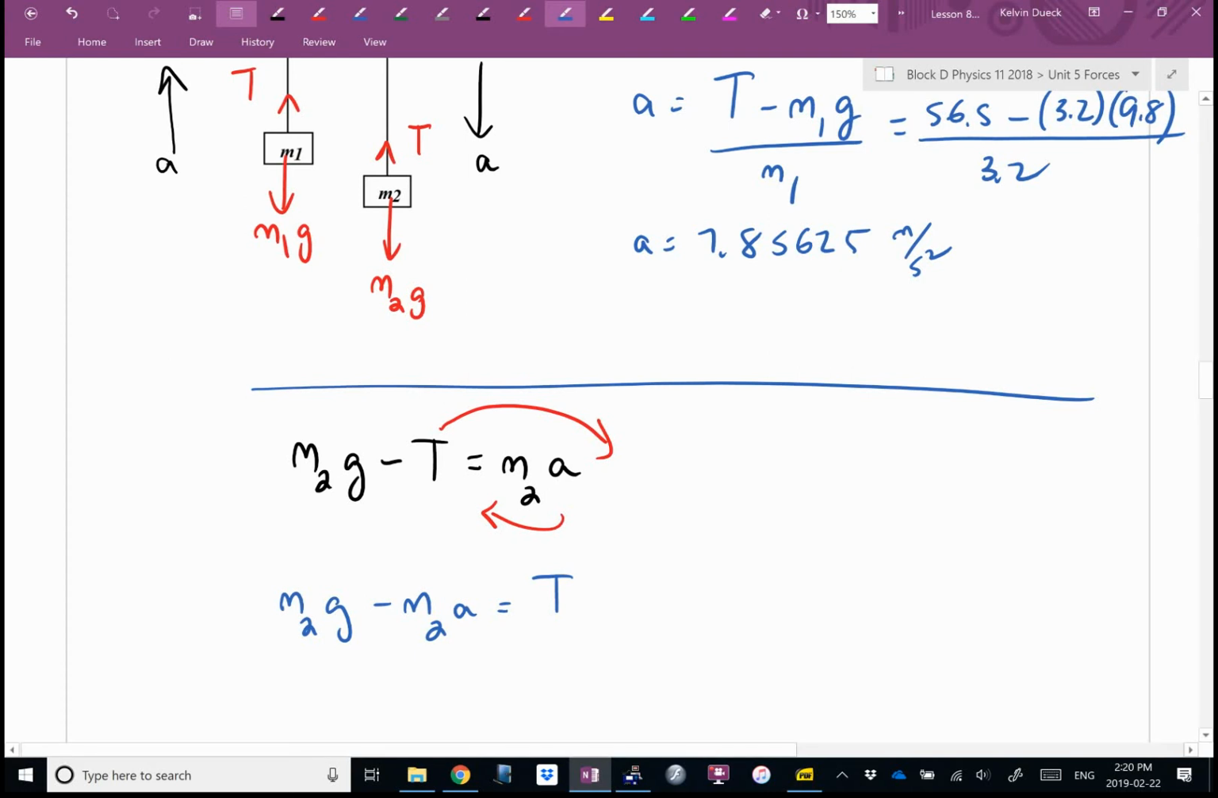No, not by squaring it. I want a single M2. Is there an M2 in this term? If I gave you something that looked like this, don't write this down, look up. If I gave you something that looked like 5xy minus 3x equals 12.